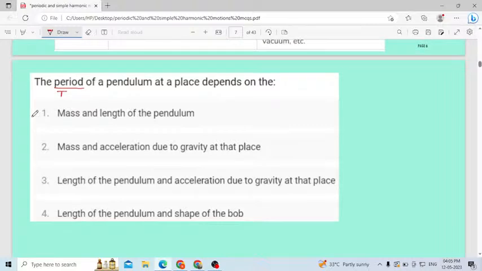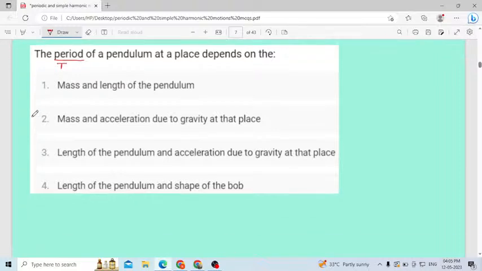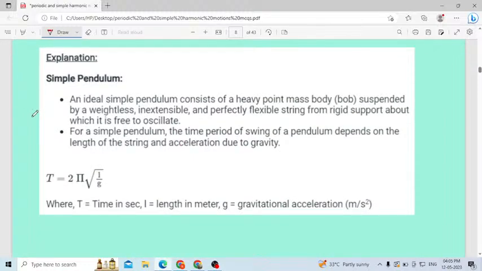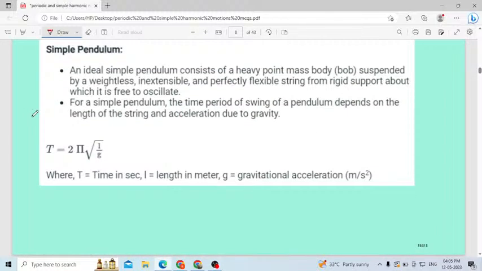If you know the formula, you can easily answer this question. If you know the formula of the period of a pendulum, then you can easily answer that one. Simple harmonic motion, simple pendulum, everything I explained. See the theory class. Then you know the time period of a simple pendulum, T, will be equal to 2 pi square root of L divided by g. L is nothing but the length of the pendulum. T equals 2 pi, full square root of length divided by g.